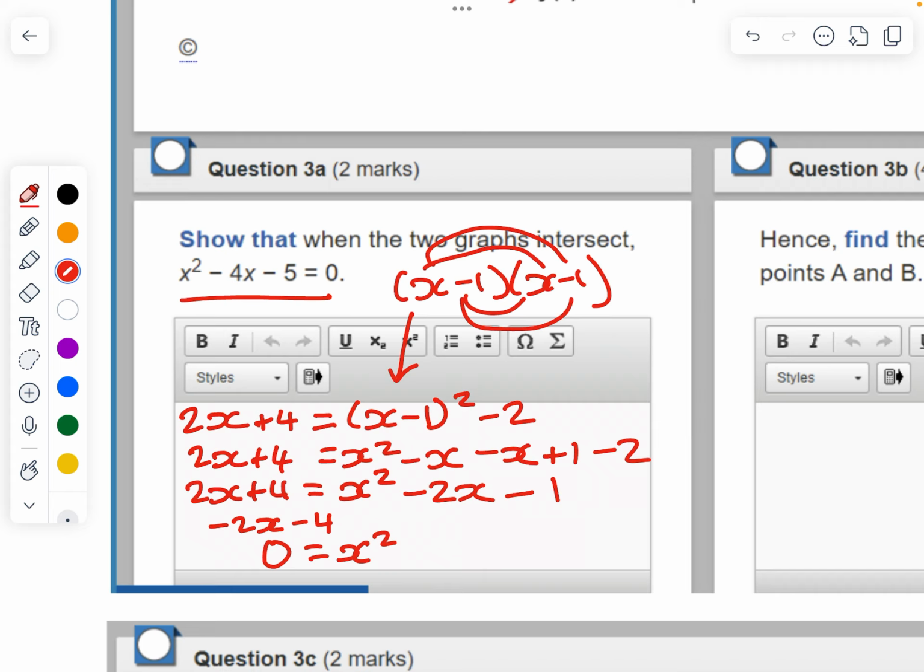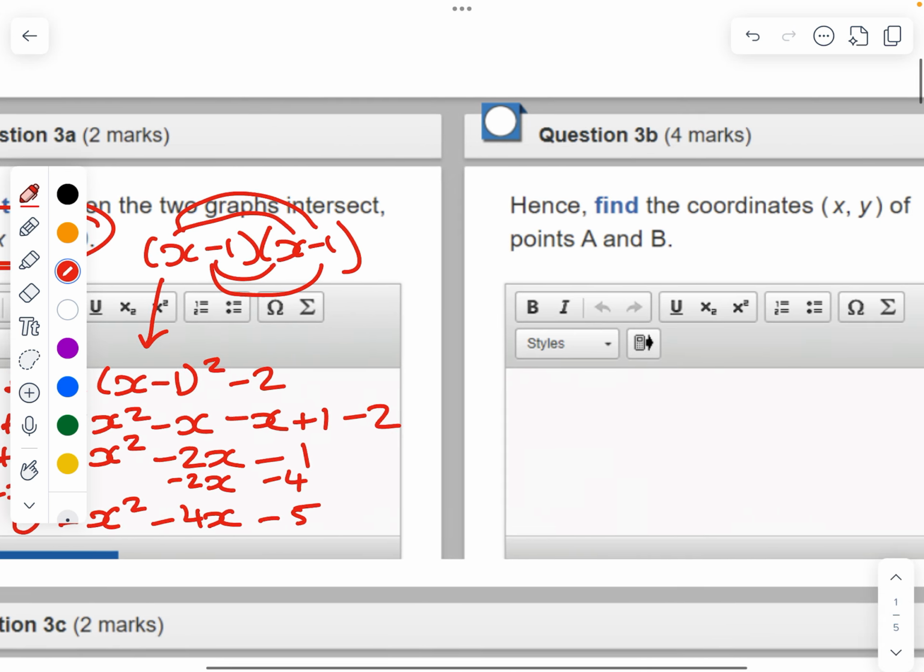So x squared stays the same. Negative 2x minus 2x is negative 4x. And negative 1 minus 4 is negative 5. And that is proven. So we move on to the next question.